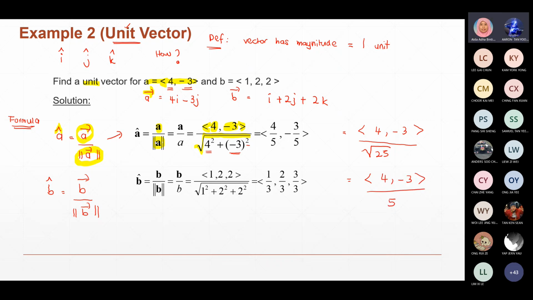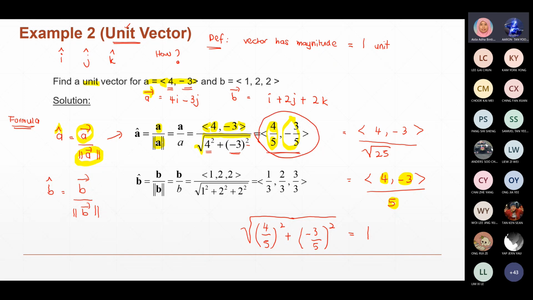So that means you have to divide the i element 4 by 5, so it becomes 4 over 5. And the j element here is negative 3 over 5. So please try to find the magnitude for this unit vector. You have the square root of 4 over 5 squared plus negative 3 over 5 squared. What is the magnitude that you have? The magnitude must be equal to 1. So this is correct.